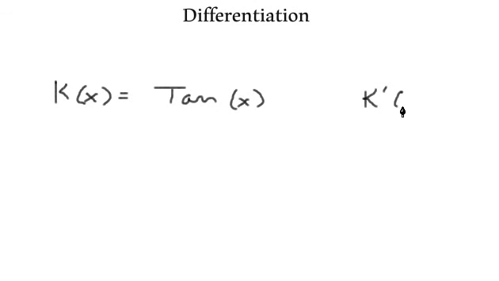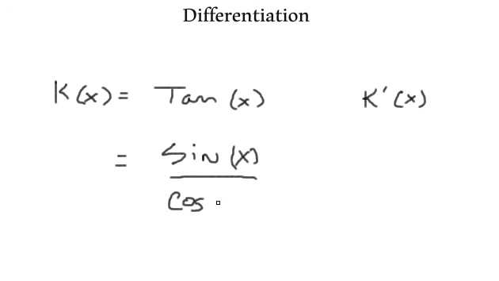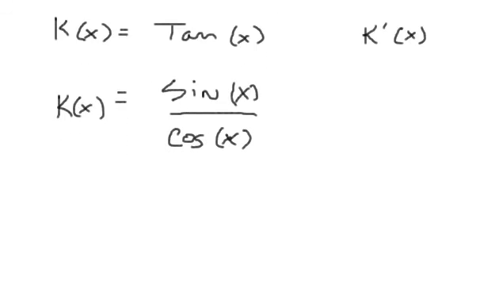What if we were given k of x is equal to tan x, and we want to find k prime of x? Well, if you don't have this memorized, then what you could do is you could turn this into sines and cosines. So we got to remember what tan x is equal to. It's sine x over cosine x. So we've converted tan x into sines and cosines, and we know that that's sine over cosine.